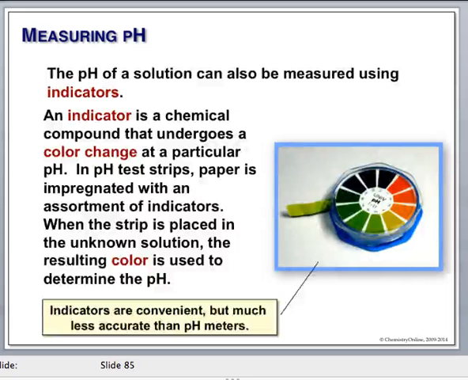Much simpler and unbreakable is pH paper. You can take a piece of this remarkable paper and simply dip it into your solution, and it will change from this pale green to these different colors depending upon the pH of your sample. Kind of really neat stuff.